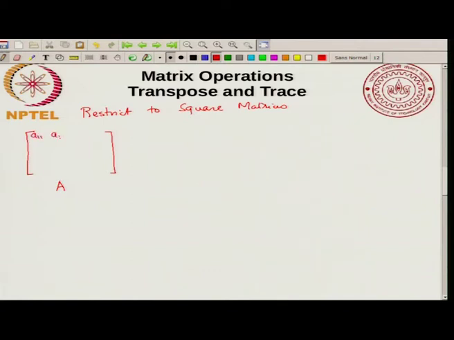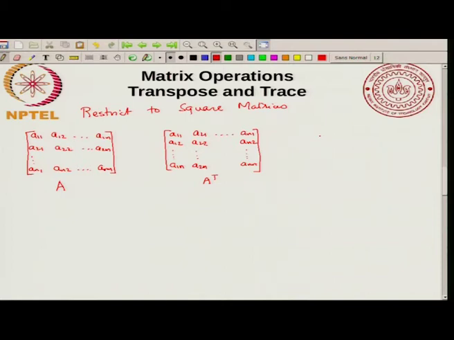If this is A11, A12 up to A1n, A21, A22 up to A2n, AN1, AN2 up to ANN, then A transpose is given by the matrix where the rows and columns are swapped. So what you have is A11, A21 up to AN1, A12, A22 up to AN2, up to A1N, A2N up to ANN. So that is A transpose.